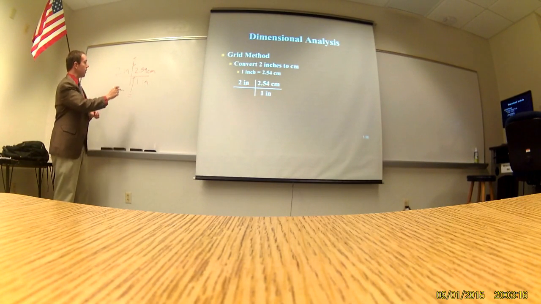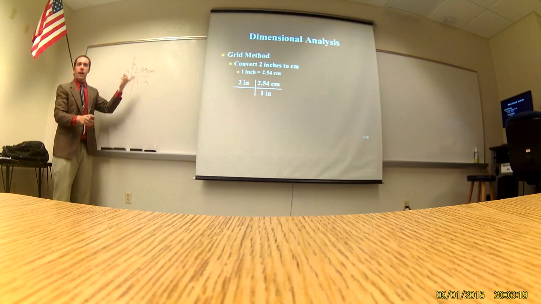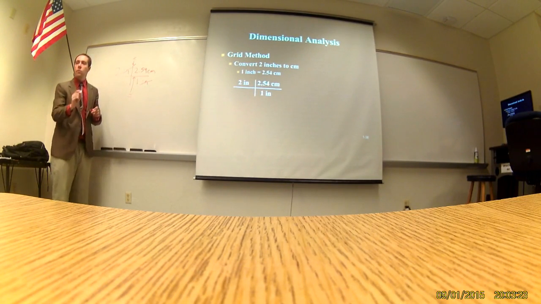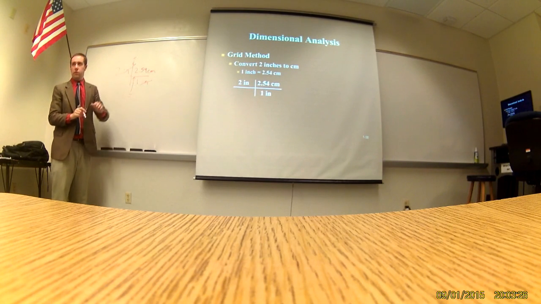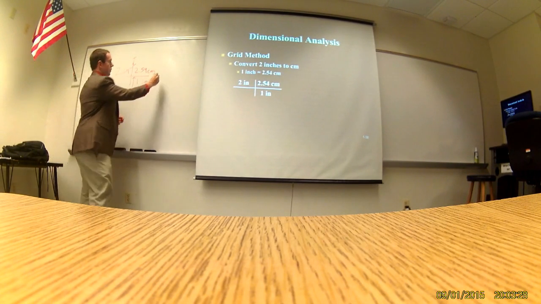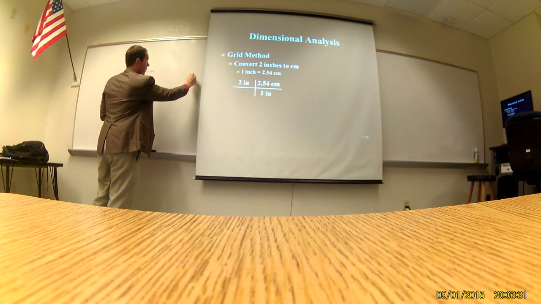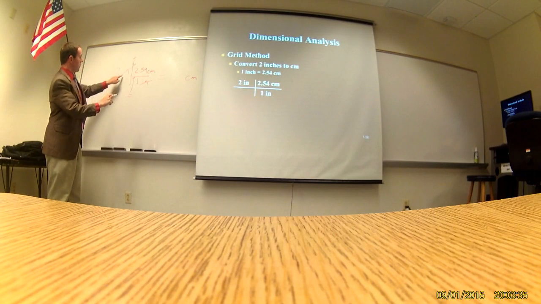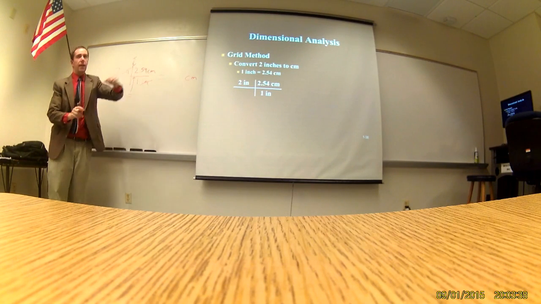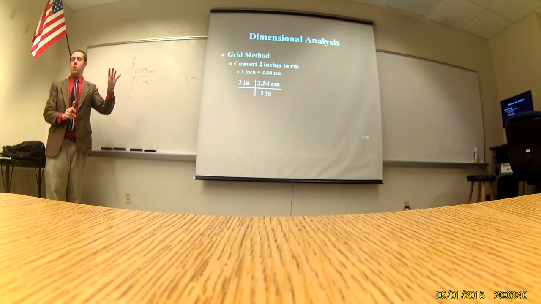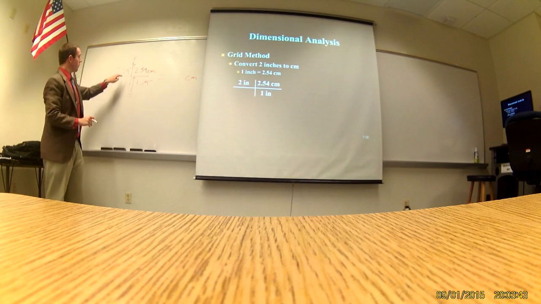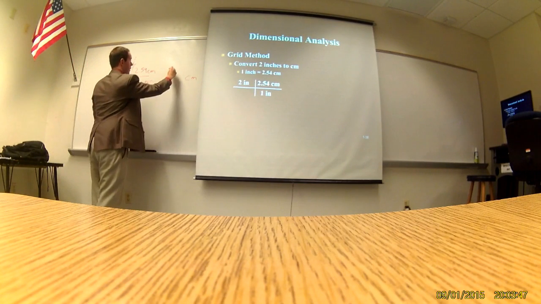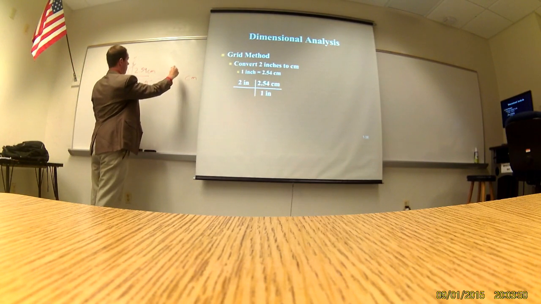Now, when we have our units here and here, one on the top, one on the bottom, they cancel. The only unit we're left with is centimeters. So we know that our unit is going to be centimeters. Now we multiply everything on the top, ignoring the bottom at the moment. So what is 2 times 2.54? 5.08.